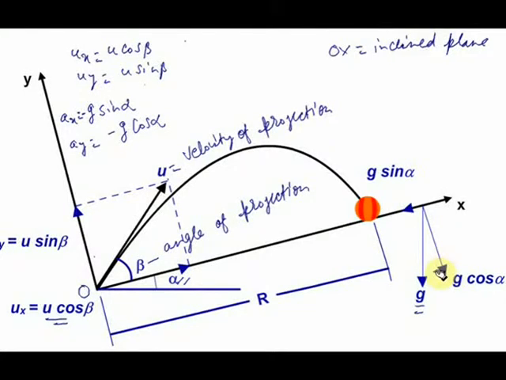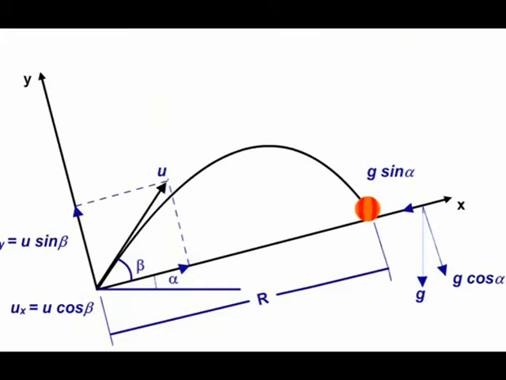is below that plane, so ay is negative. So now we have the velocity and acceleration along x and y direction. Again, note that x direction is along the plane and y direction is perpendicular to the plane.